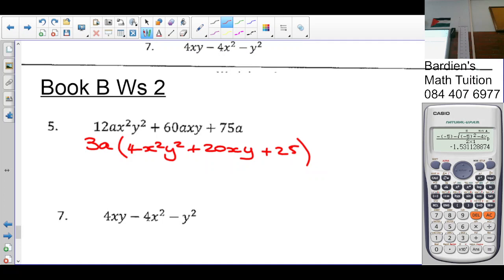Right, now what do you see inside the brackets? Factorize. What are factorization? Perfect square trinomial. What's the square root of 4x squared y squared? 2xy. What's the square root of 25? 5. What sign? So what is 2xy times 5 times 2? 20xy, which is now correct.